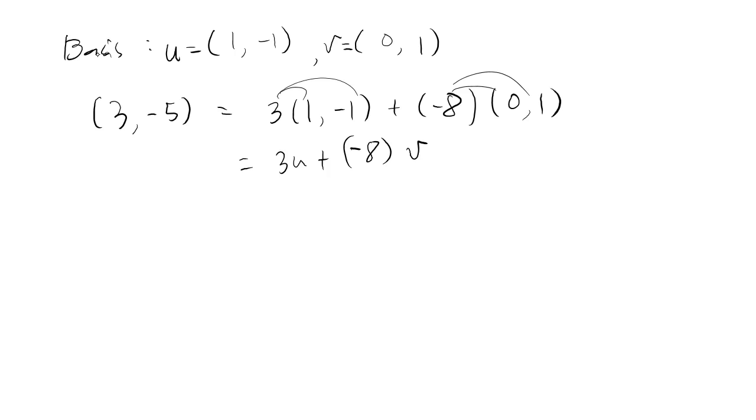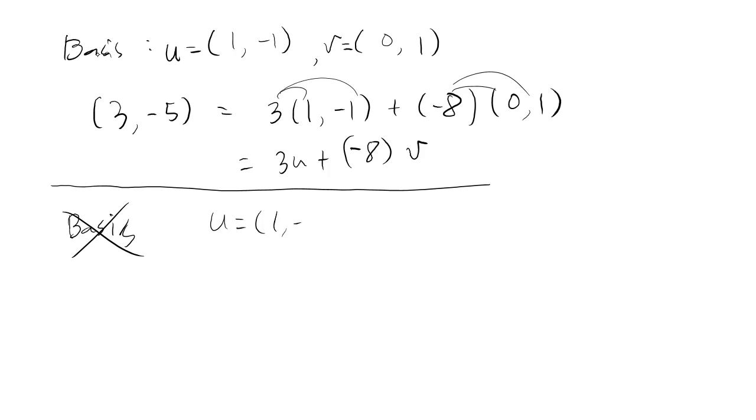Now, it may be helpful to think about something that's not a basis. Here's an example. U equals (1, -1), V equals (-1, 1). In this case, they just happen to be negatives of each other, so U equals -V. That means they're not linearly independent. One depends on the other in a linear fashion.